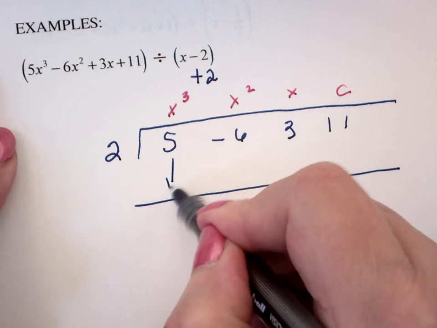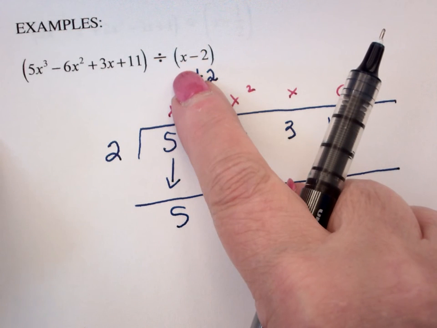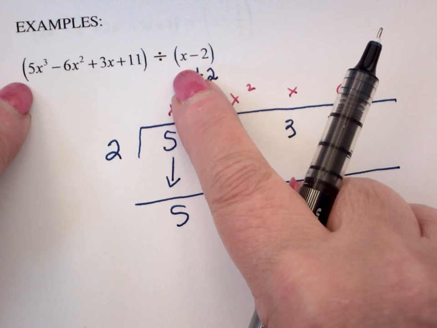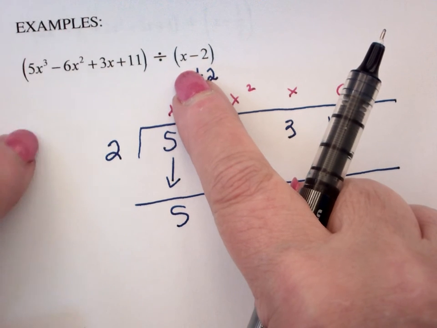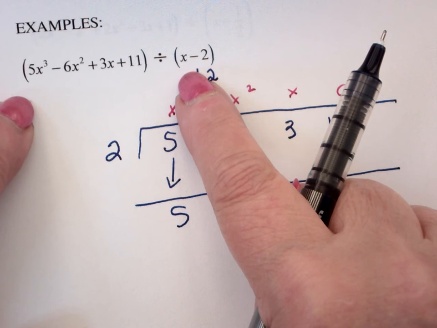So I bring down the 5, and you're going to say, well, why? Because I would say to myself, what do I multiply x by to get 5x cubed? You'd say 5x squared. So that's this 5. That's why, by the way, the coefficient on x has to be 1, because the numbers then are pure.